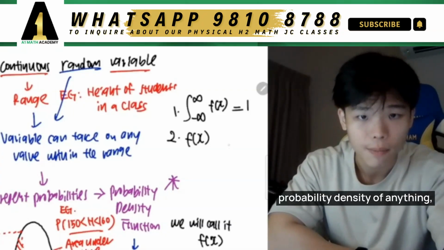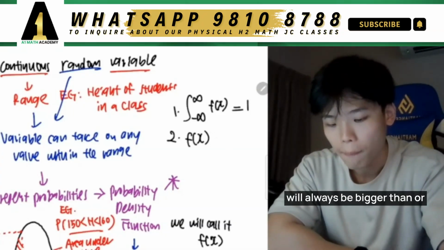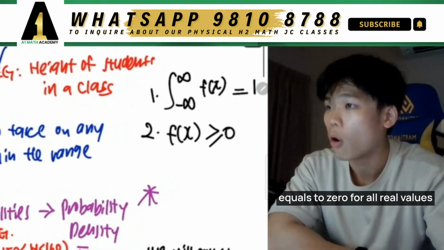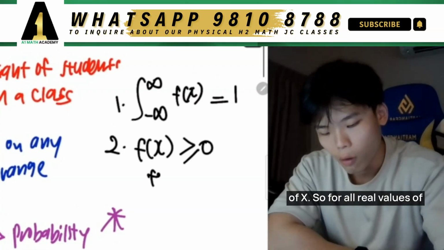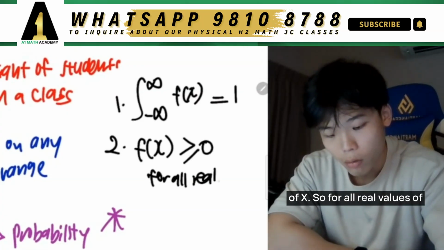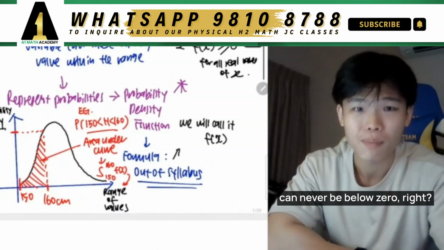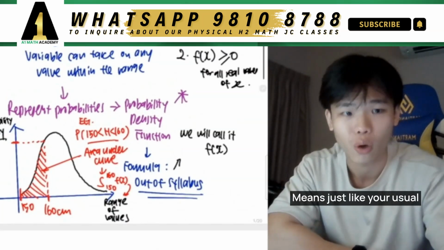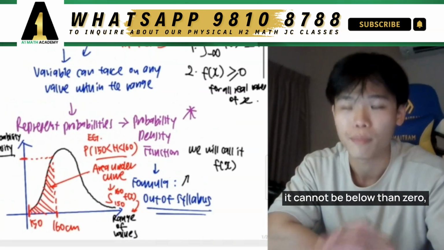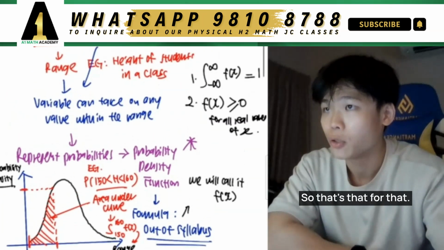The second thing is that the probability density of anything will always be bigger than or equal to 0 for all real values of x. That means the probability can never be below 0. It's just like your usual probability common sense. It cannot be below 0, but it can be 0. So that's that for that.